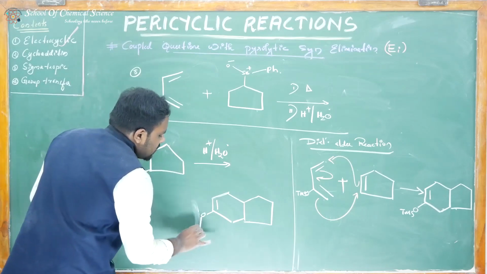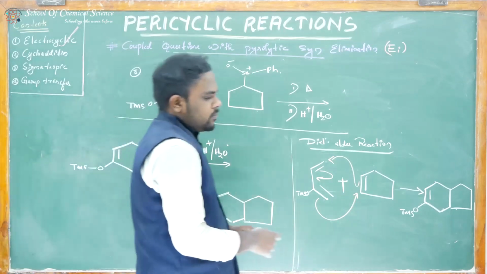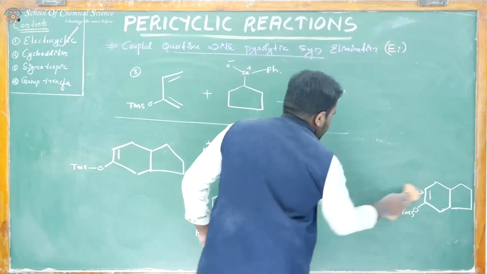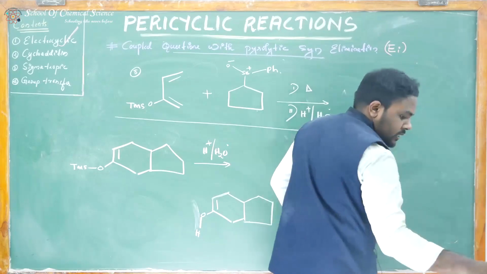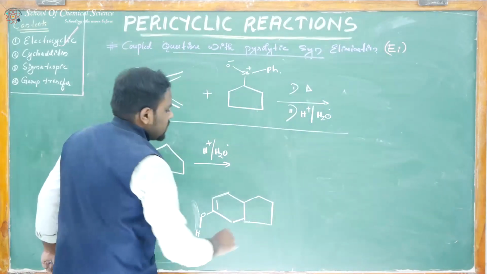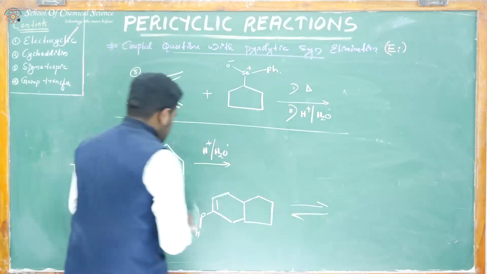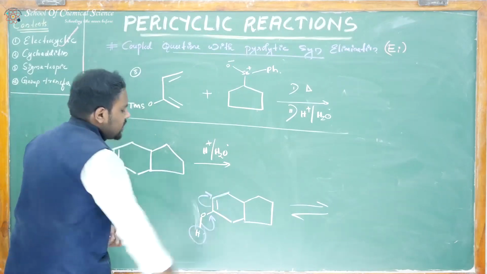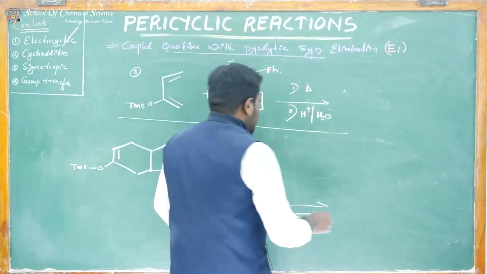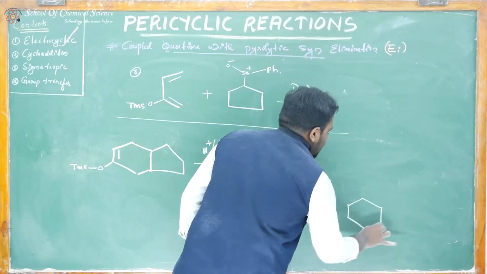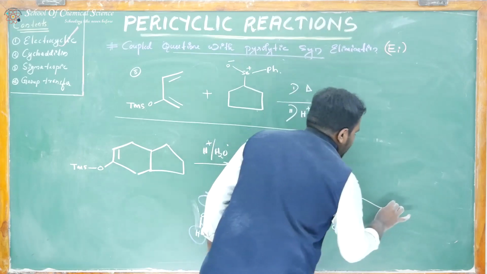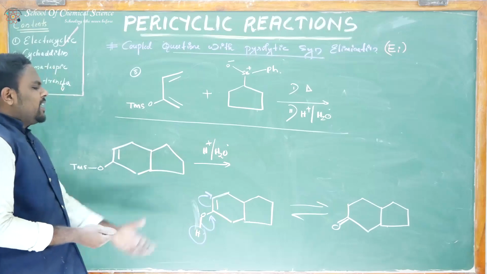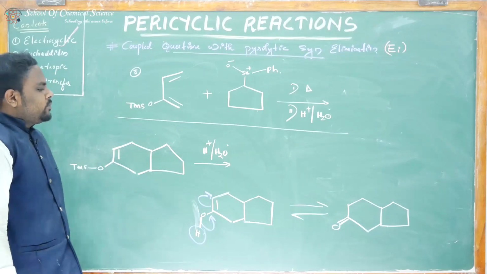This enol undergoes tautomerism. In the next step, represent the tautomerism. This OH bond makes a pi bond, and the hydrogen will move towards this corner, so that you get a product: a 6-membered ring with a double bond and a 5-membered ring. So that is your final product, a carbonyl compound.